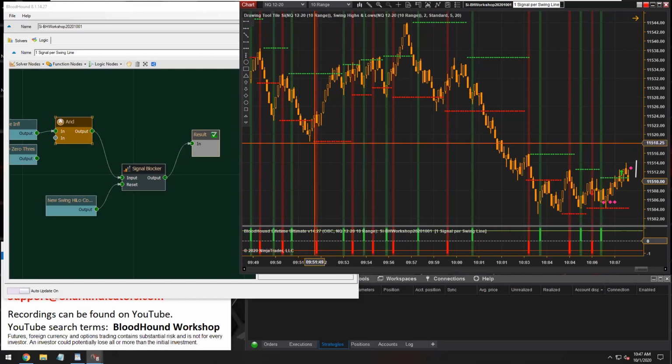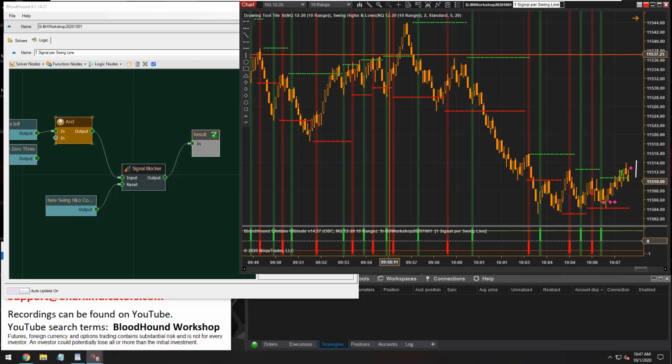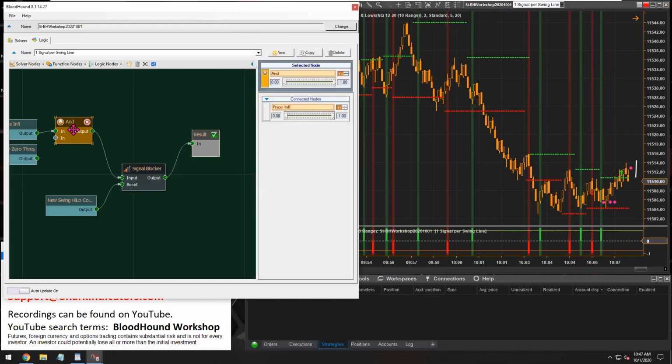So this swing low, we have one short signal, and then once we get a higher swing low, or basically a new swing low, we get another short signal, and then when we get to the next one, another short signal. So we can see that there's only one short signal per swing low, and same thing for the long signals. There's only one long signal per swing high. So a new swing high has to be made to get another long signal there. So that basically does it here.